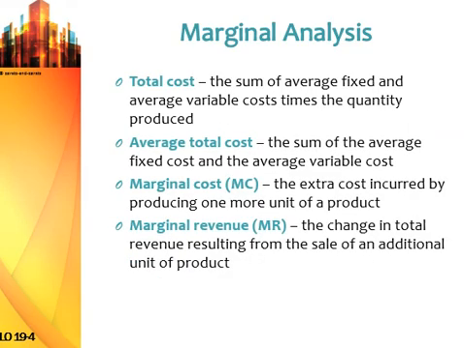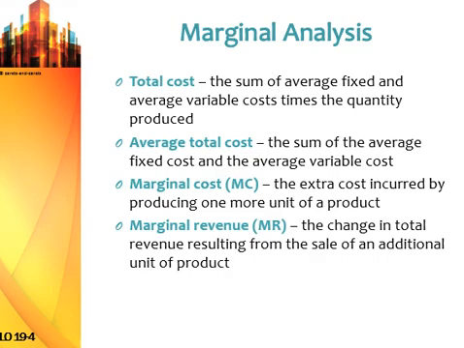Now, total cost is the sum of total variable cost and total fixed cost. Or it's the sum of average fixed cost and average variable cost times the quantity produced. They both give the same result. Average total cost is the total cost divided by the number of units that you produce.